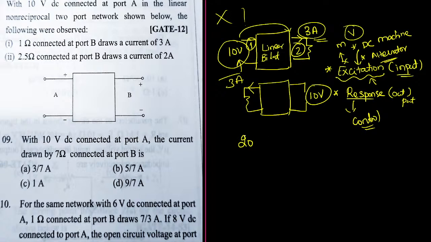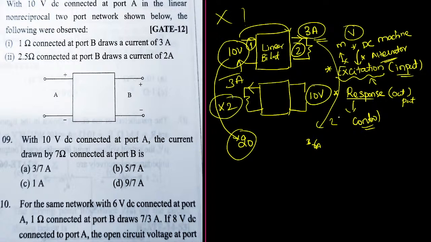The next conclusion is: suppose I double the input voltage, what would happen to the output current? The ratio between the response and excitation will remain the same. What is the ratio? If you increase the input 2 times, the output also increases 2 times. When we raise the input from 10 to 20, it is multiplied by a factor of 2. 10 into 2 becomes 20. The same thing happens for the current: 3 into 2 becomes 6 ampere. It will also be doubled. So this factor remains constant. If I raise it to 30, it will become 9 ampere.